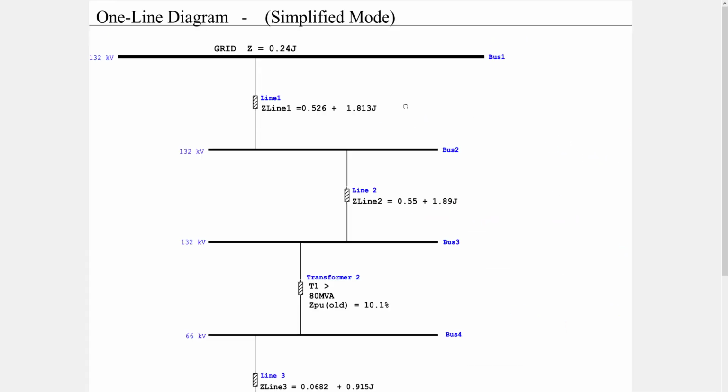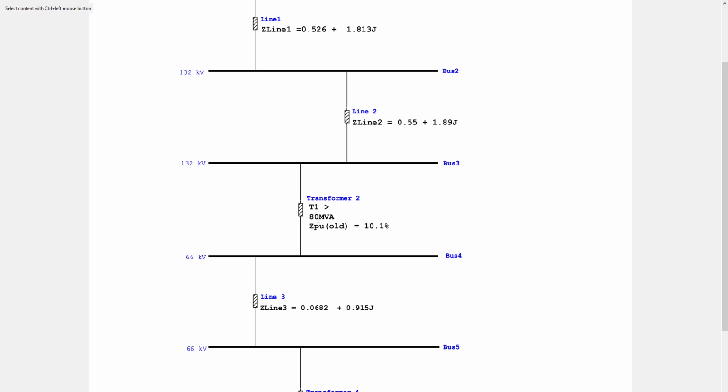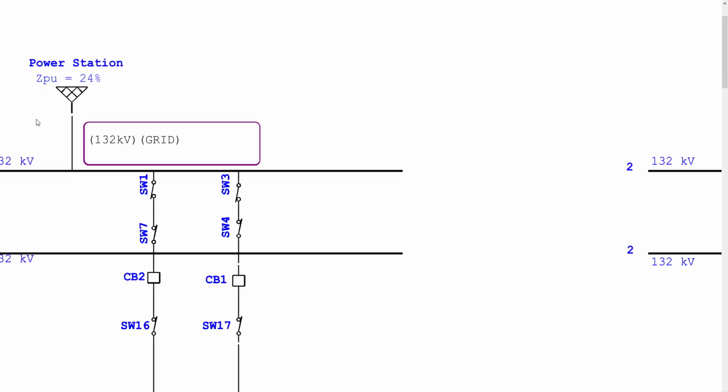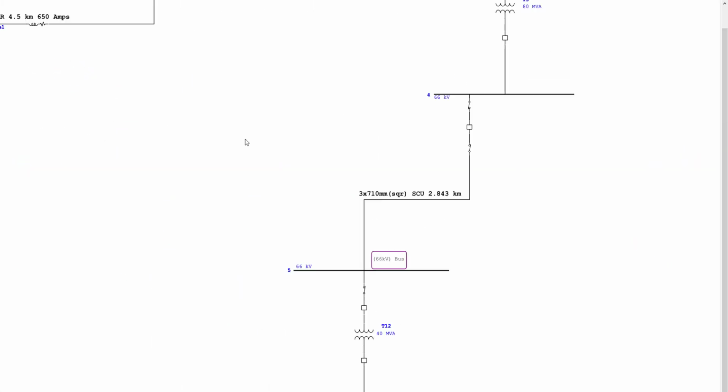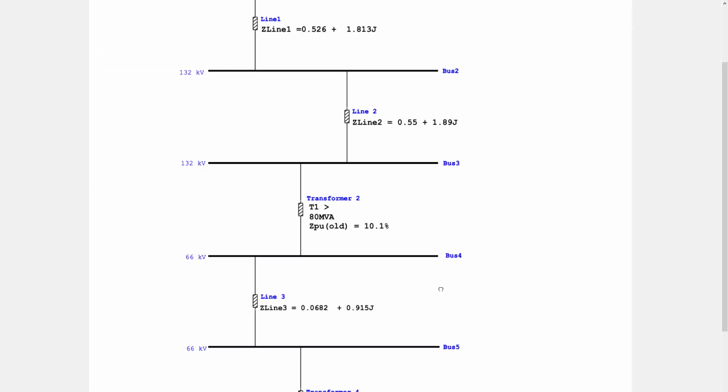Now we have the impedance for line 1, and this is Busbar 2. This is the impedance for line 2, and this is our giant transformer. This transformer has a per unit value of 10.1%. Now this one is important. These parameters are given on the nameplate of the transformers. We're going to need this per unit value as we're going to be changing from whatever base these values were calculated on to the new base of 100 MVA that we're going to be calculating for our system.